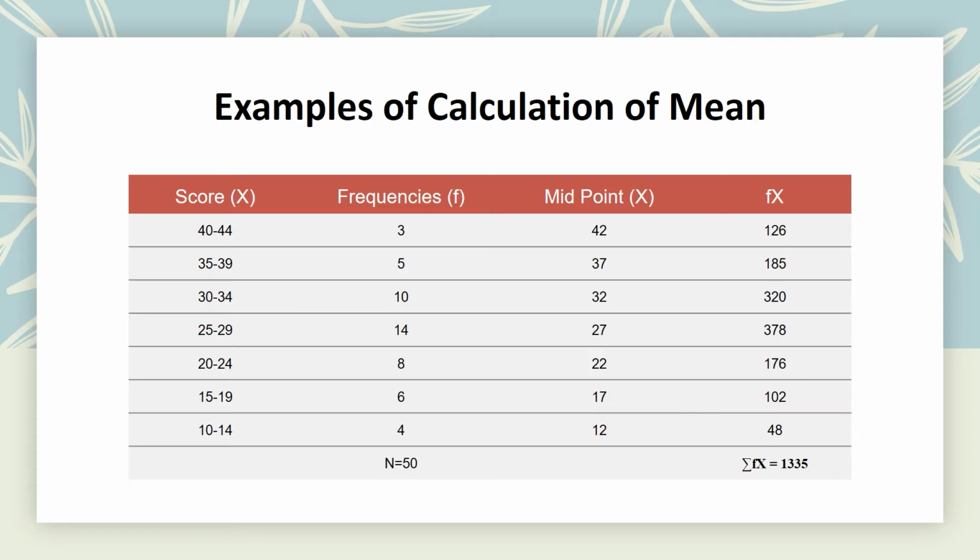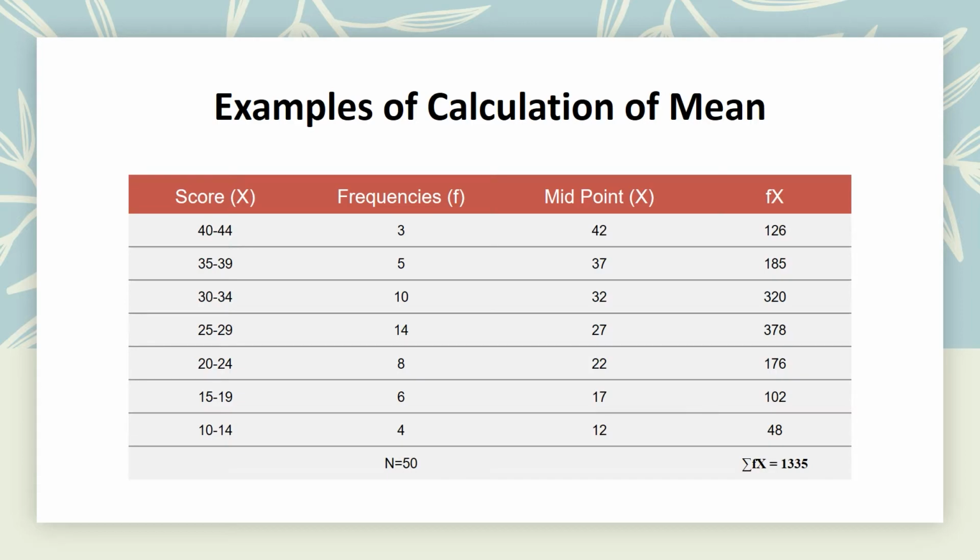You have to add the lower limit of the class with the upper limit of every class, then divide it by 2. That means 40 plus 44 is 84, divided by 2 is 42. Then 35 plus 39 divided by 2 is 37. Accordingly, the midpoints of every class have been calculated here.